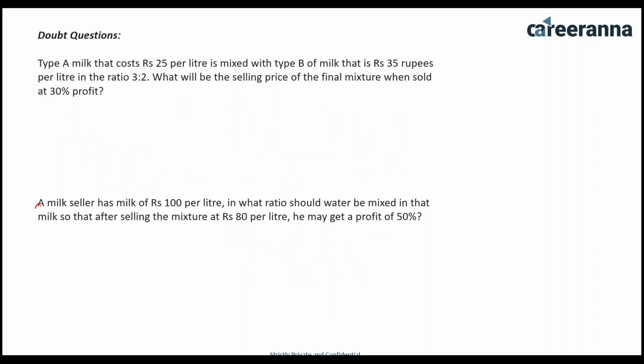Okay, second question. A milk seller has milk of rupees 100 per liter. In what ratio should water be mixed in that milk so that after selling the mixture at 80 rupees per liter, he may get a profit of 50%? Very good question, guys. So after selling it at 80 rupees per liter, 50% profit is there. So there is a number X. If I multiply by 150 divided by 100, it will become 80. Is it clear to all? X is the cost price. X is the actual cost price as per the question.